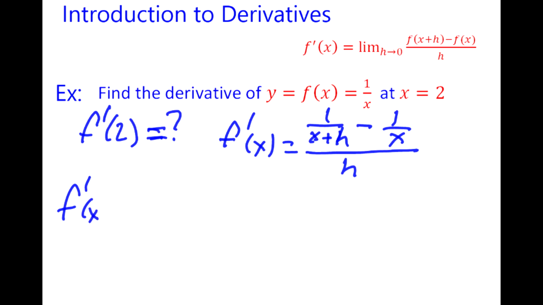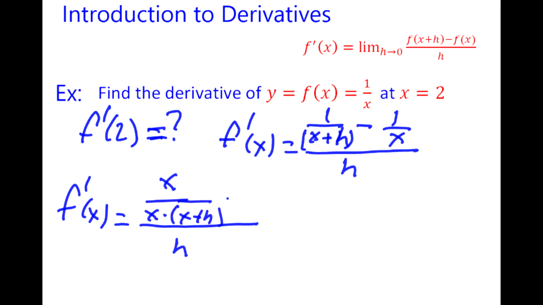F prime of x is equal to, there's h here already. And for the first term, we're gonna multiply this by x, right? So once you do it, then we're gonna have x divided by x times x plus h, minus, we're going to multiply the second fraction by x plus h, and once we do it, then we're going to have x plus h here, and the denominator is going to be the same, so x times x plus h here also.